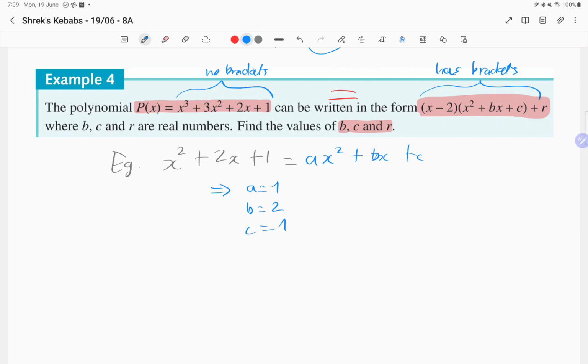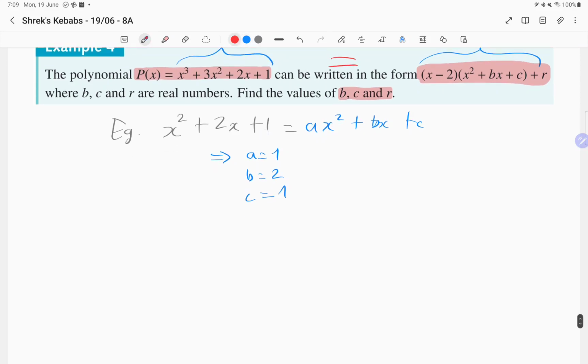So do you want to convert this one into brackets, or expand the brackets of this one? Which one do you want to do? Number 1 or number 2? Number 2. Yes, expanding brackets is always easier than trying to make brackets. So we will try to expand x minus 2 times x squared plus bx plus c, plus r.